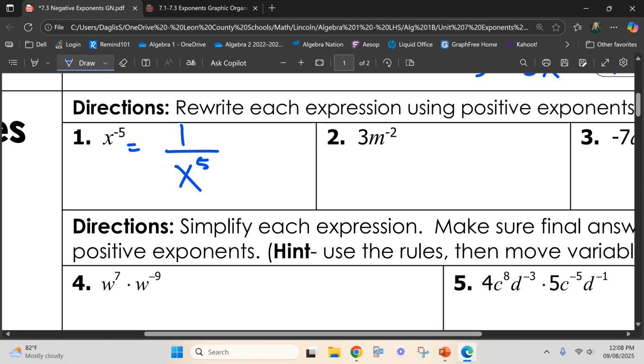Number 2, I have 3m to the negative 2. Does the 3 have a negative exponent? No. Am I going to move the 3? No. Am I going to move the m? Yes. So m squared is in the wrong place. So what is still in the numerator? My 3 is still in the numerator. What got bumped down? m squared. So technically this is over 1, right? The m squared got bumped down. The 3 stayed where it belongs. It didn't have a negative exponent.